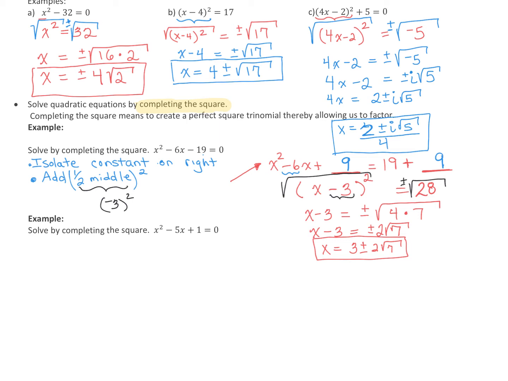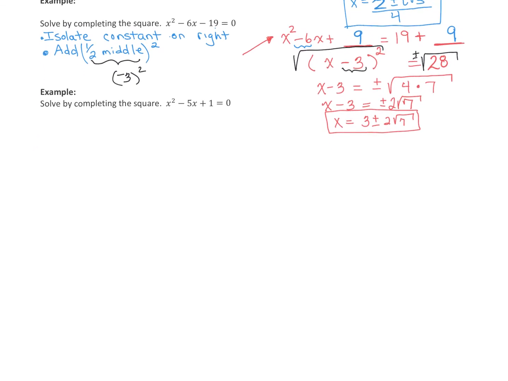Solve by completing the square. x squared minus 5x plus 1 equals 0. Now, I kind of threw this one in here on purpose because you'll notice that our middle term is not even. It's actually odd, but that's okay. I know you don't love fractions, but that's okay. We're going to isolate the constant to the right. So we're going to get x squared minus 5x, we'll leave our space here, equals -1, and then we'll put a space here. So what are we going to add?